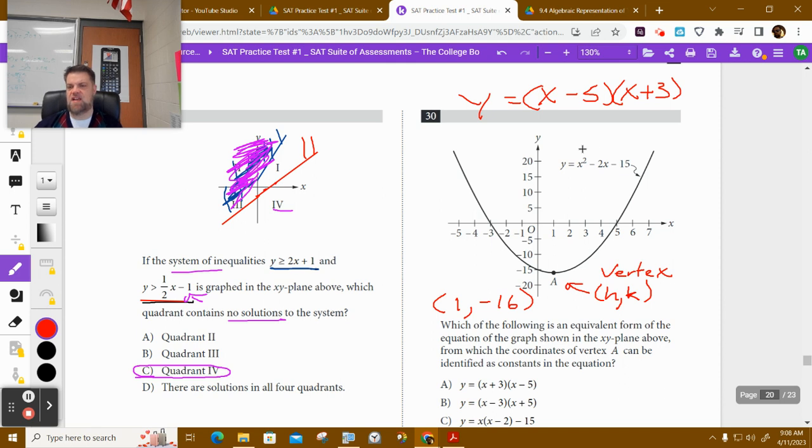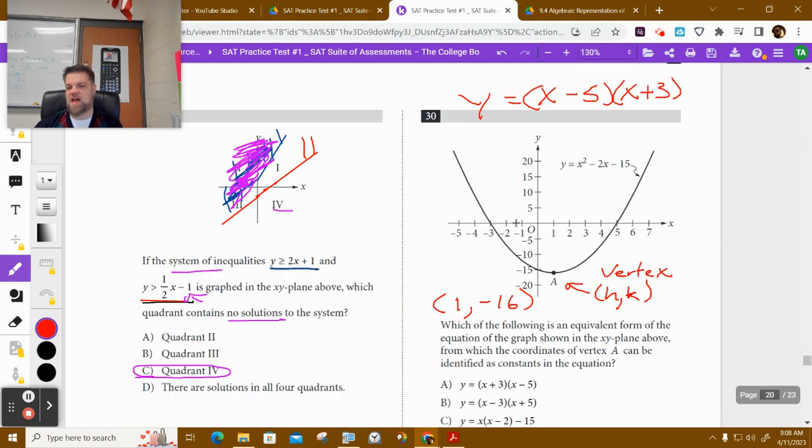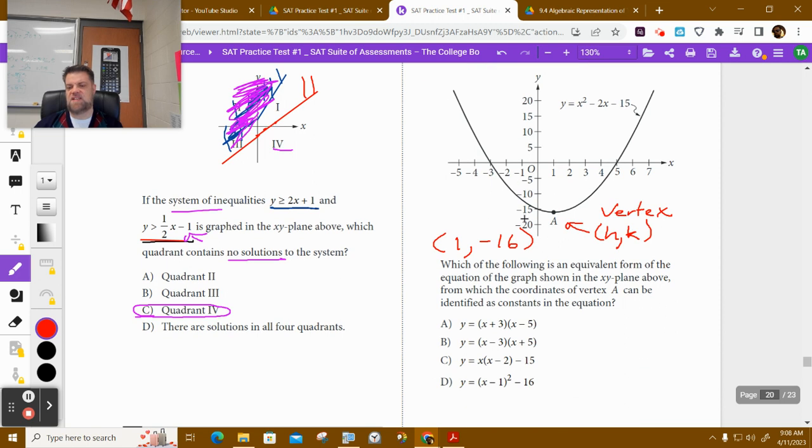So here's the thing. Do I have that listed here? Yeah, I think A is a possibility, right? But D is also a possibility. So we got to read the question carefully. It says from which the coordinates of the vertex A can be identified as constants in the equation. In other words, I got to use the h comma k.